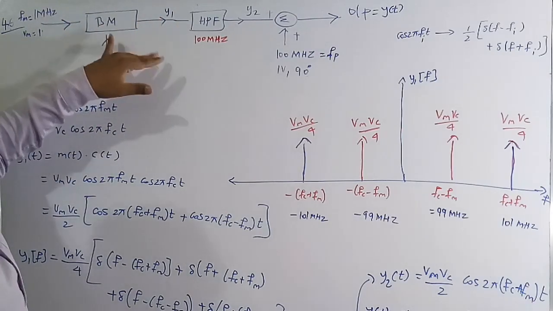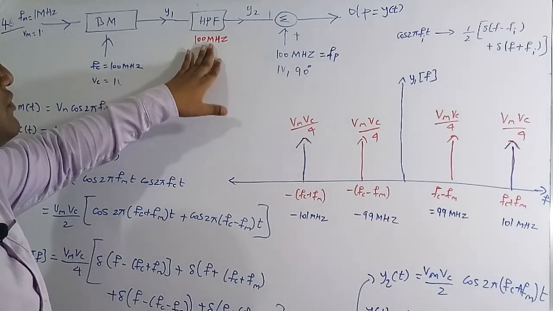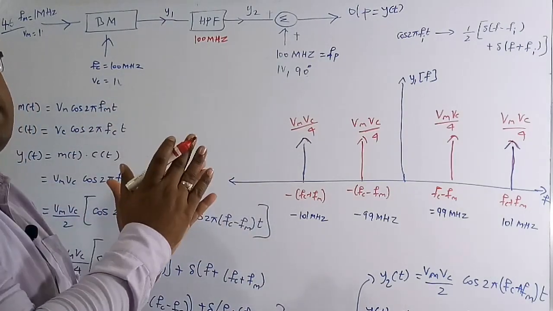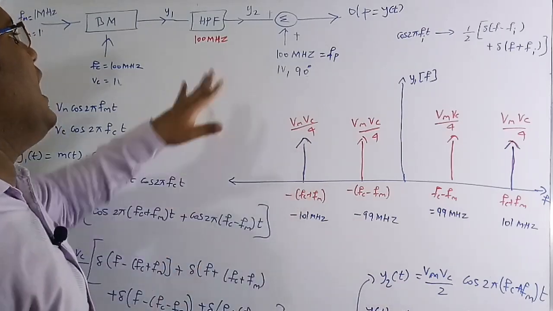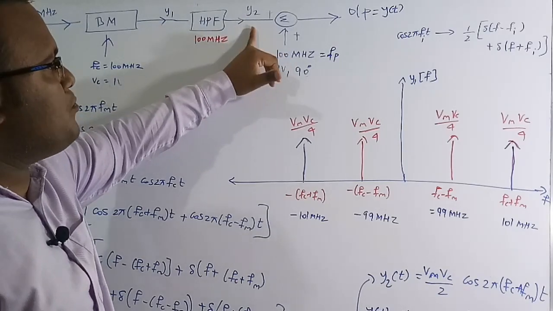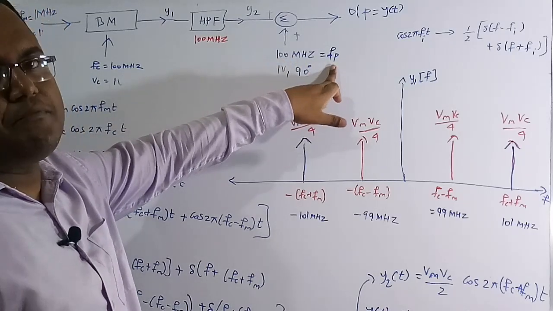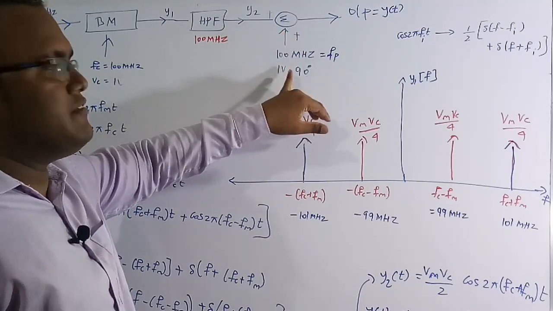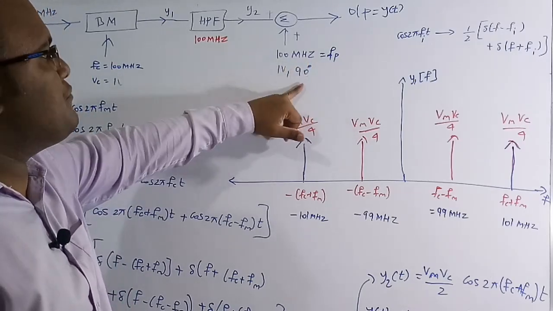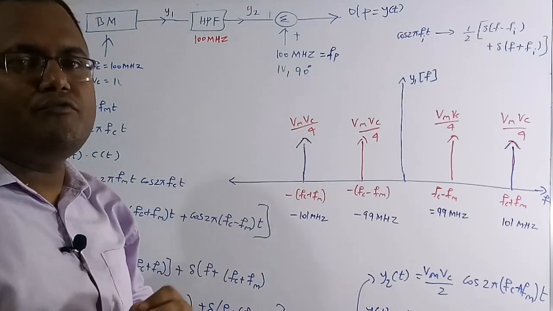The output of this balanced modulator is Y1, and it is given as input to the high pass filter. The cutoff frequency of this high pass filter is 100 megahertz, meaning it is going to pass only those frequencies which are higher than 100 megahertz. So now Y2 is the output of the high pass filter. This Y2 is added with another signal, let me assume FP, of frequency 100 megahertz with a peak amplitude of 1 volt, and there is a phase shift of 90 degrees between these two signals. Between this Y2 and this, there is a phase shift of 90 degrees.